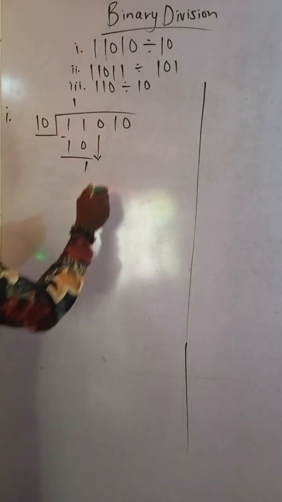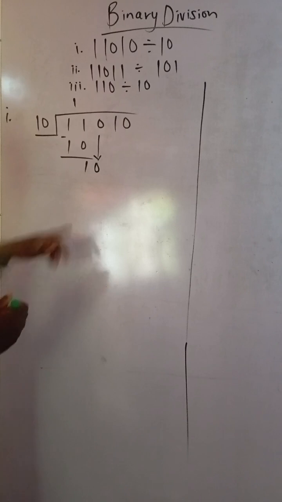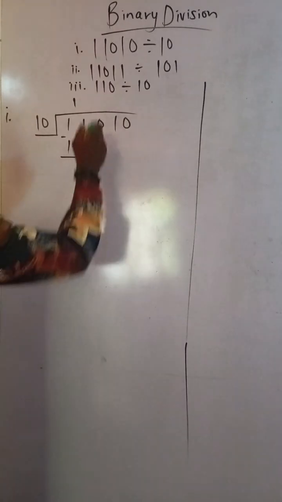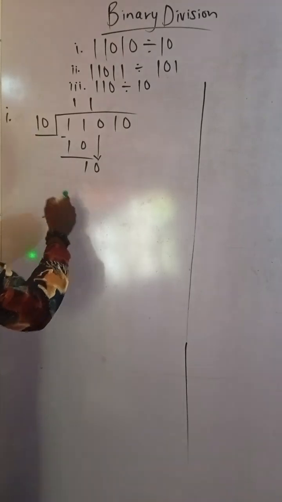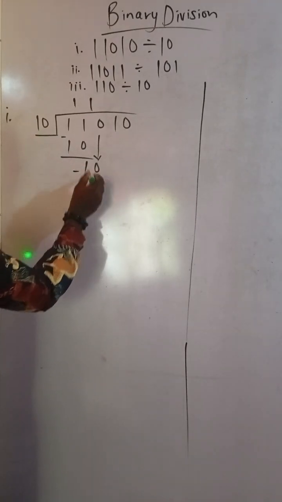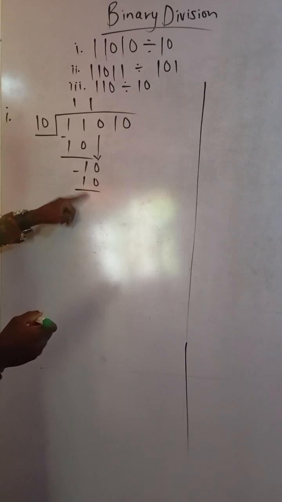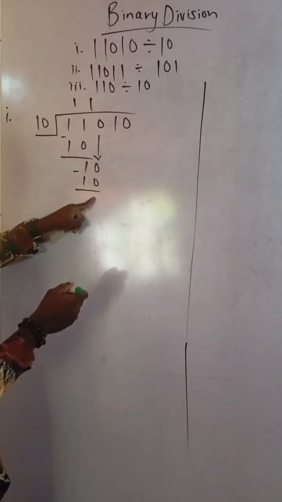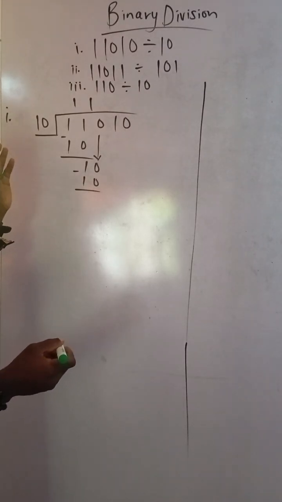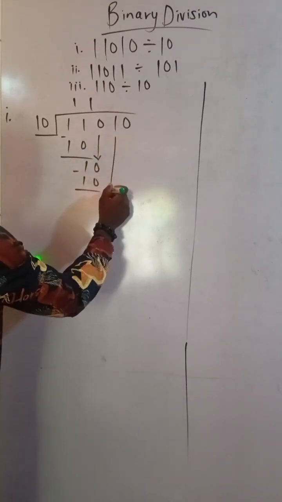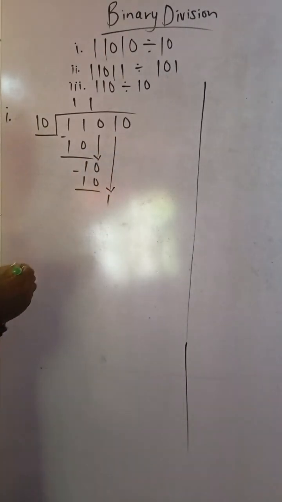Now, the next value here is what? 0. Making this value to be 10. Now you say 10 into 10, 1. 1 times 10 is still 10. You do your subtraction again. 10 minus 10 is 0. If you want, you can write 0. If you want, you can ignore it. Now, I'll bring down the next value, which is 1.